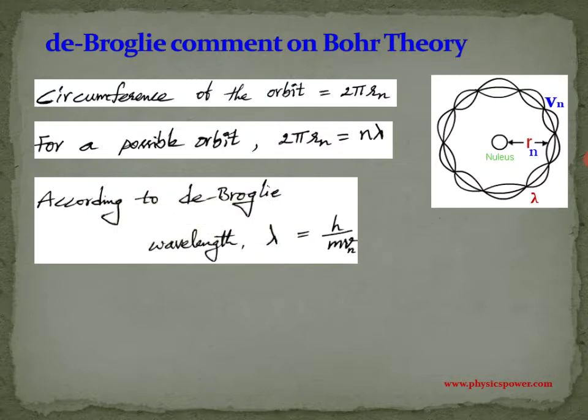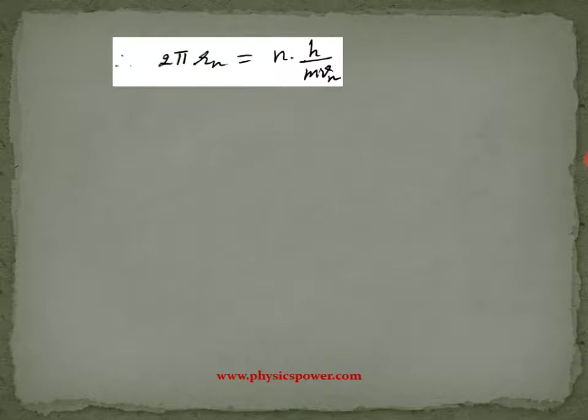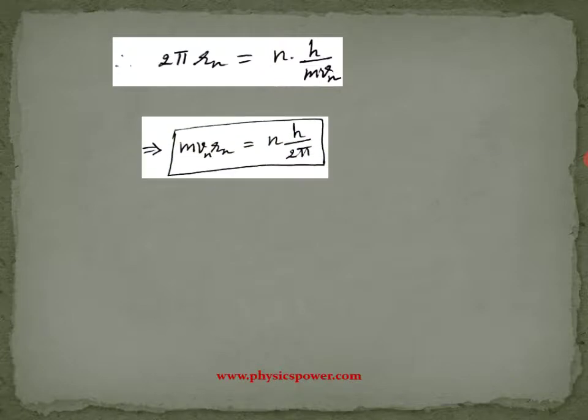Now further, according to De-Broglie, the wavelength lambda equals h by p, the momentum. Here p is nothing but mass into velocity, so mvn, where vn is the velocity of the electron in the nth orbit. Now if you substitute this De-Broglie wavelength expression in this equation, then 2 pi Rn equals n into h by mvn. If you reshuffle this equation and shift mvn to the left side, it becomes mvn Rn equals n into h by 2 pi.